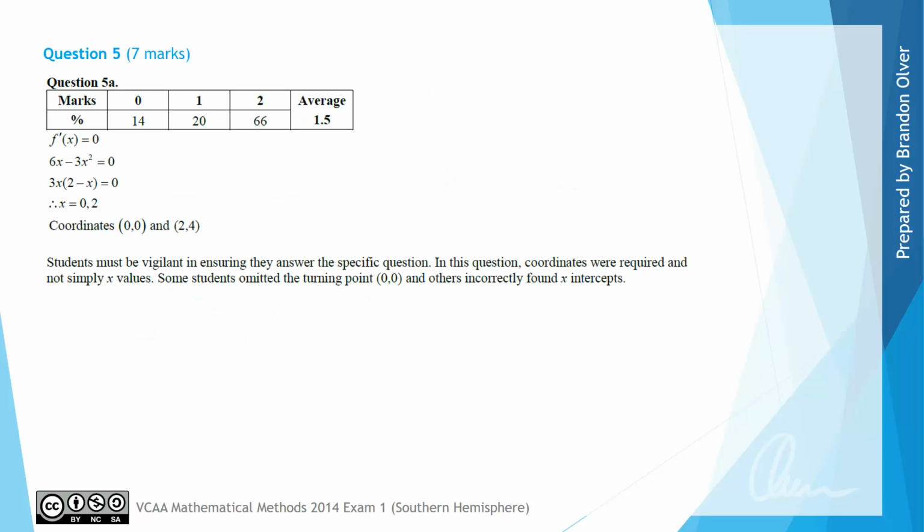From the examiner's report, we can see that 66% of students got this question correct, and that the examiner goes on to say that students must be vigilant in ensuring they answer the specific question. In this question, coordinates were required, and not simply the x values. Some students omitted the turning point at 0, 0, and others incorrectly found the x-intercepts rather than the stationary points of the graph.